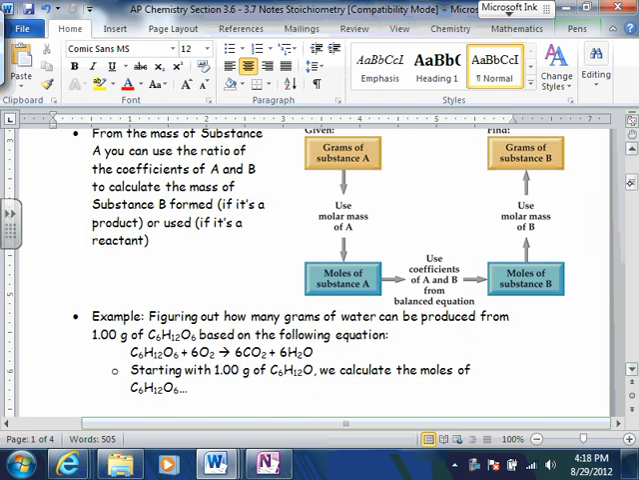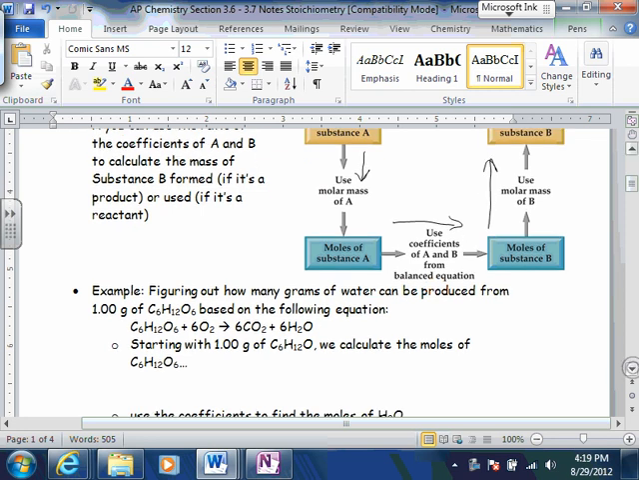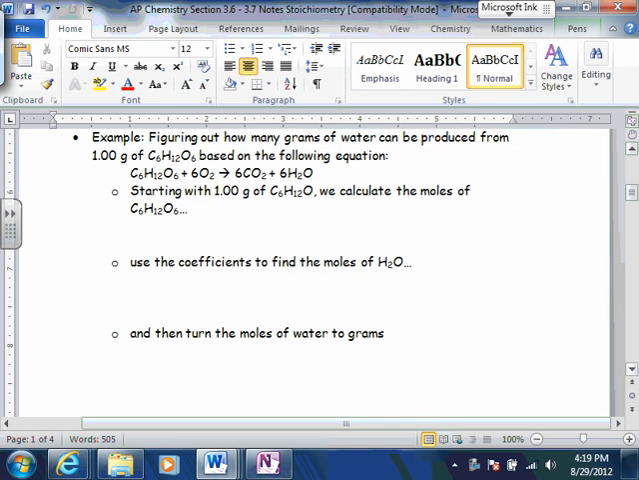And so your little diagram that you have here, if you've got grams of substance A, then use the molar mass of A, that'll get you to moles of substance A. Then you use the coefficients from the balanced chemical equation, that'll get you to moles of substance B. Then you can use the molar mass of B to get back to grams, okay? So pretty simple to start out with here.